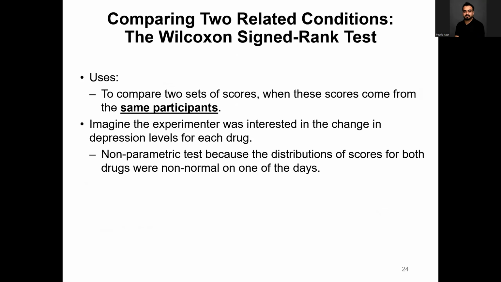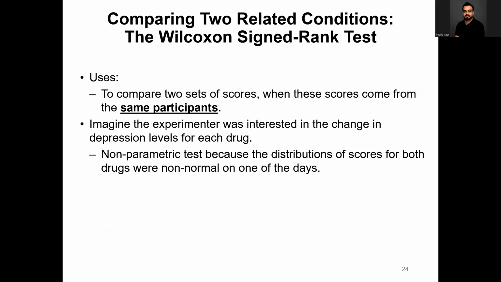In that case, since the depression score is not normally distributed, I would go with a non-parametric test, which in this case is the Wilcoxon signed rank test, not the Wilcoxon rank sum test. Just remember this main difference between these two tests.